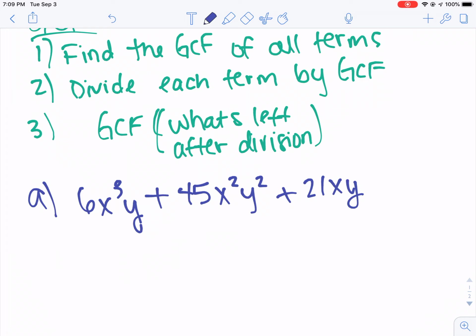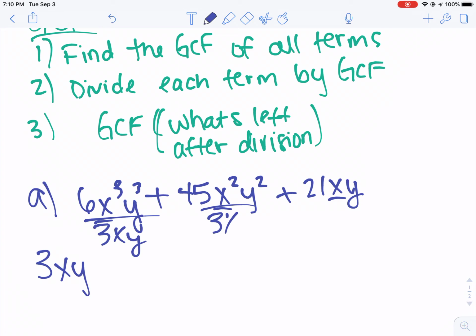So if you look at 6, 45, and 21, they all have a 3 in common. And that's the biggest GCF. And then you want to pull out the biggest x that you can without going over. This pile has 3, this pile has 2, this pile has 1, so the GCF there is 1. I'm sorry, this was y cubed, and I didn't put the cubed on that y. 3 y's, 2 y's, and then 1 y, you only want to pull 1 y out. So we're dividing everything by 3xy. And then whatever's left is going to go in the parentheses.